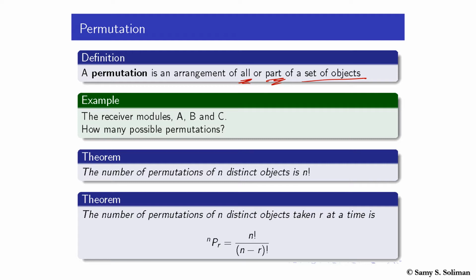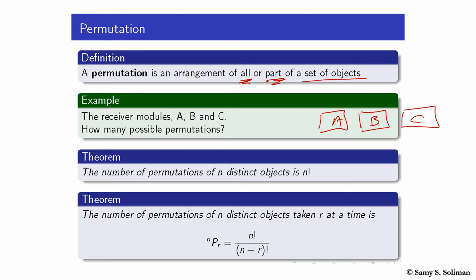So let's assume that we have 3 receiver modules, A, B, C. Let's assume in general that we have a system that is composed of 3 subsystems, subsystem A, subsystem B, and subsystem C. And assuming that any possible arrangement of such systems will perform the required function of the overall system, a receiver in this example. So how many permutations can be performed?